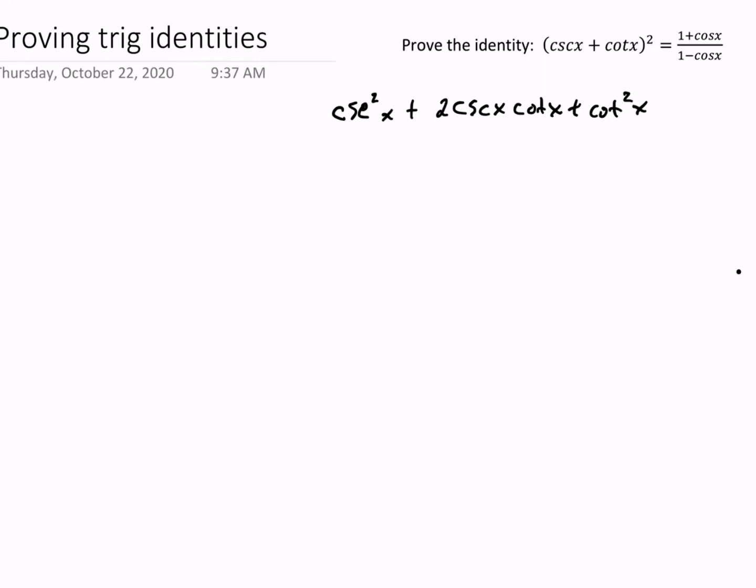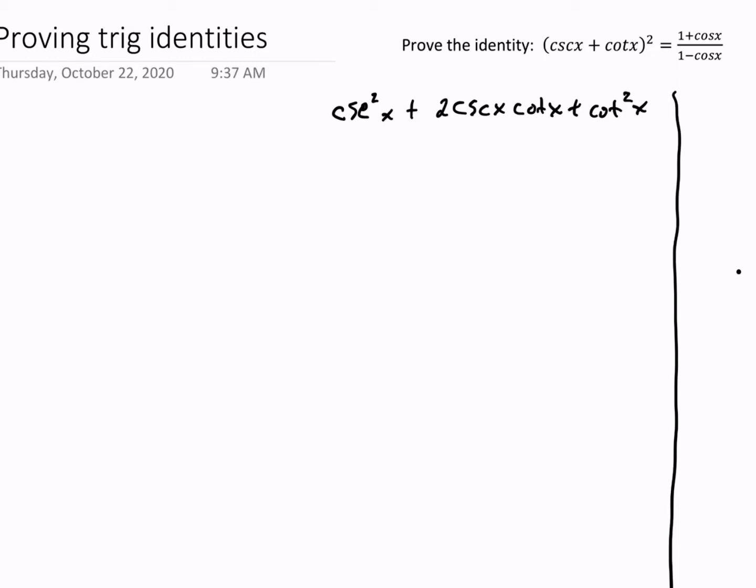Now I'm not allowed to use any adding, subtracting, multiplying, or dividing on both sides of the equation. So I'm putting this barrier up, and I just know that my last line of work should look like the right-hand side, but I have to work completely on the left-hand side.